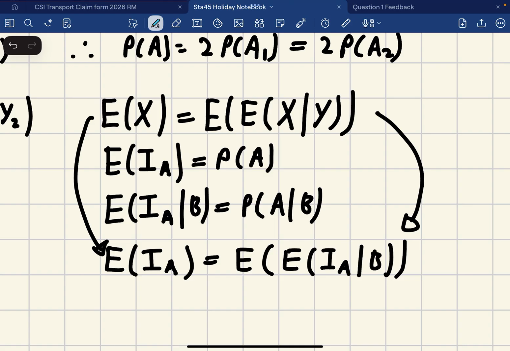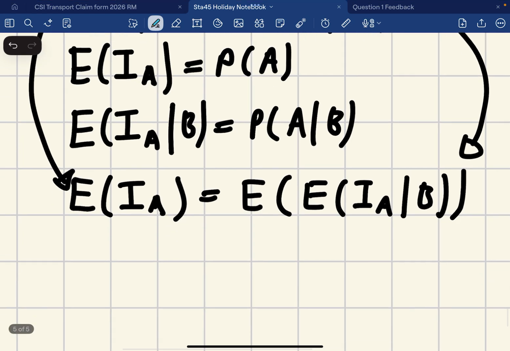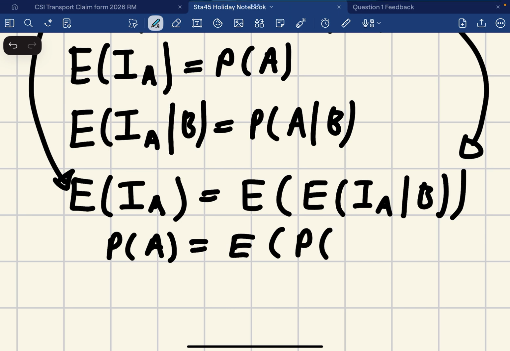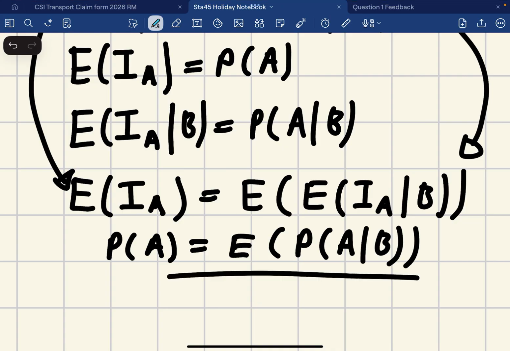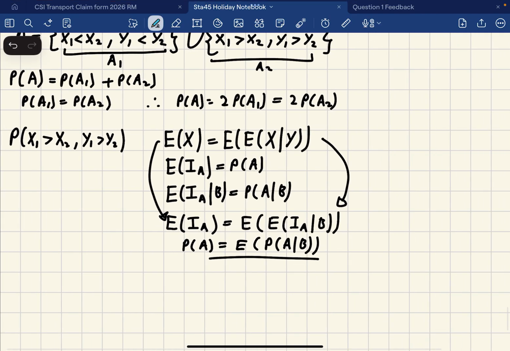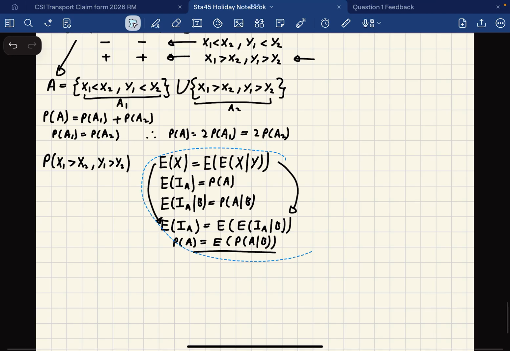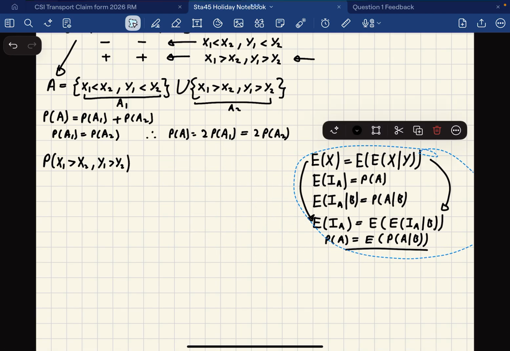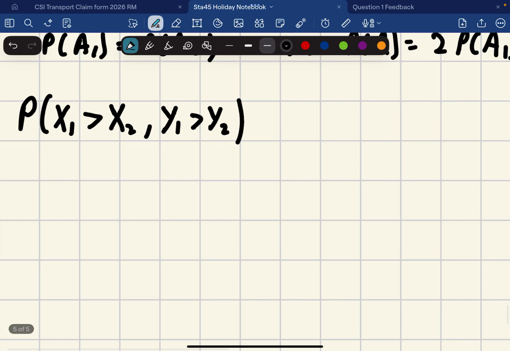Now your X is IA and your Y is B, right? And B represents information, right? And then now that means it simplifies to the probability of event A being equal to the expectation of the probability of event A given B. Done. This is very important when we come here now, because I'm going to apply it. So let me just shift this thing to the side. We are going to apply the law here.